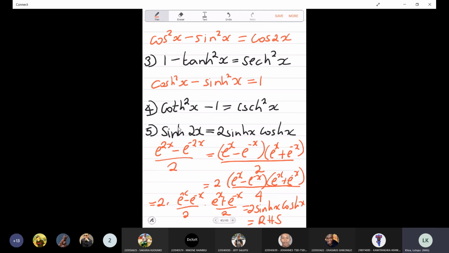Okay, so that is how I would work that one out. And the other identities that come after this, you would do them in the same way. If you're given something like this and you're not sure what to do, try and rewrite it in terms of e to the power of something and then simplify as far as possible. So that's identity number 5.